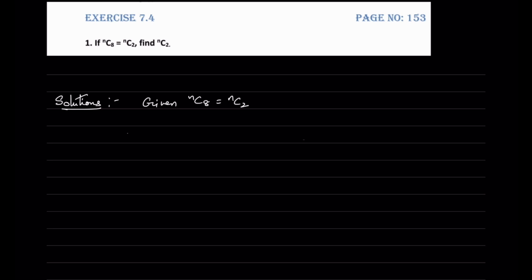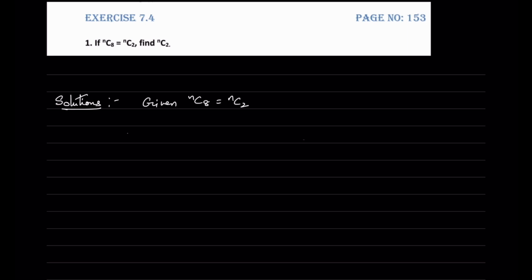How to do this problem, we'll just see, and we'll go into a review of all the formulas. What are all the different formulas we had for permutations, we'll see, and then we'll come back to this. First, here is what is given in this problem: if nC8 is equal to nC2, find nC2. Here C is nothing but combination, so this is a combination problem.